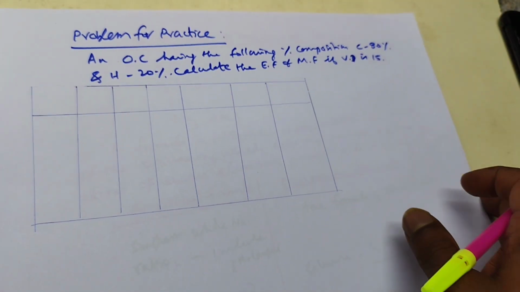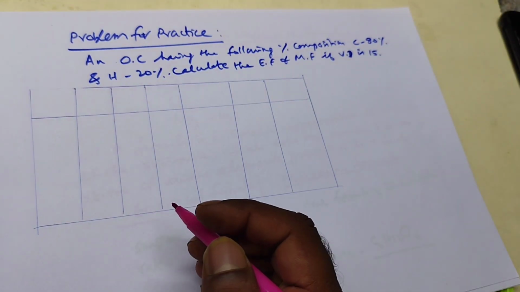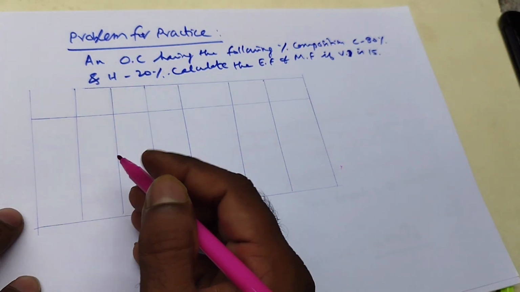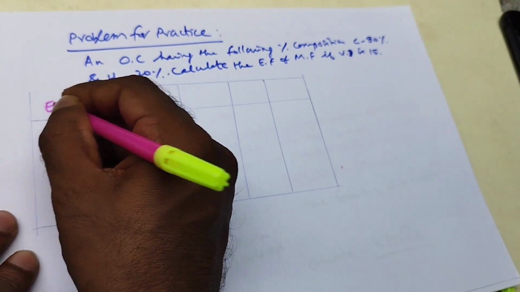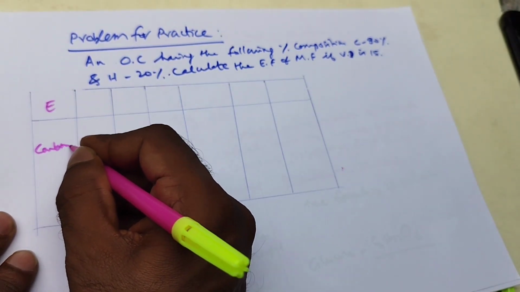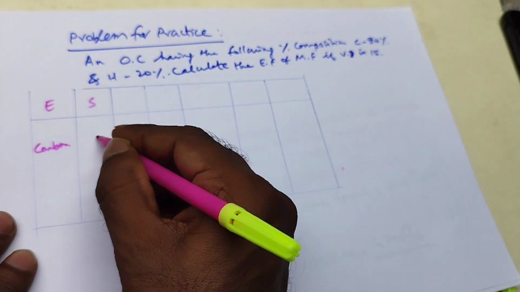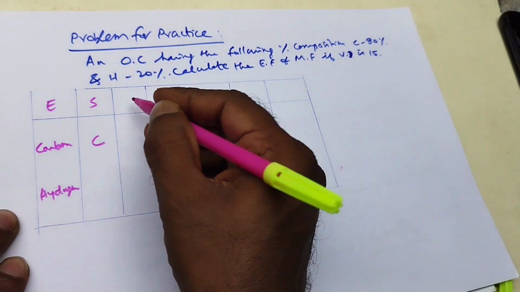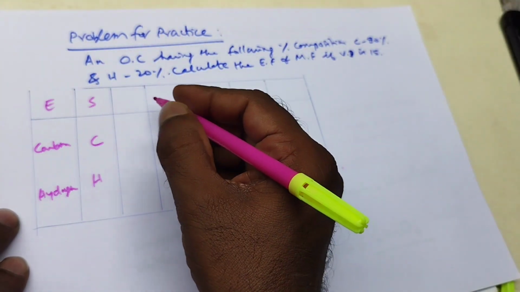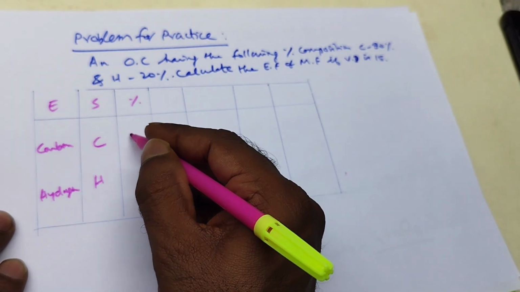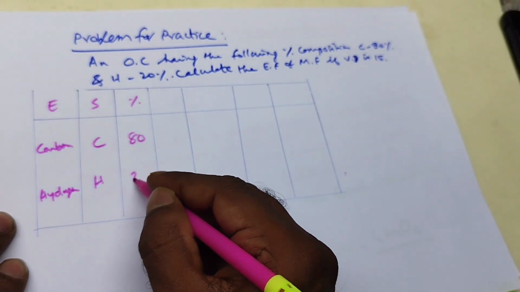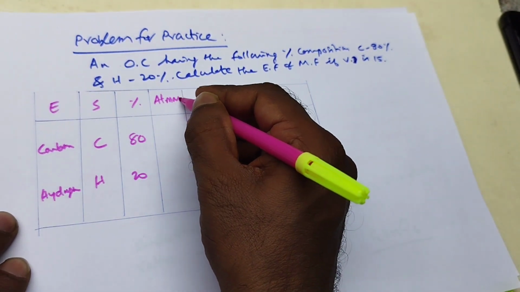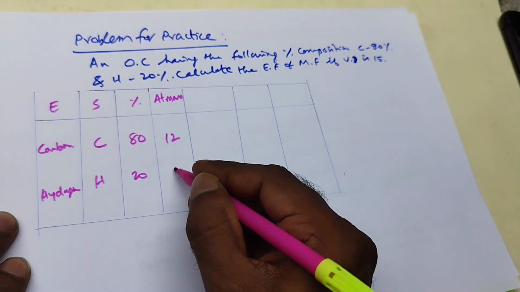The next one, we will take a problem for practice. An organic compound has the following percentage composition: carbon is 80% and hydrogen is 20%. So you have to write the elements first: carbon, its symbol is C, and the other element is hydrogen, its symbol is H. The percentage is given in the question itself: 80% and 20%. And the atomic mass: carbon is 12, hydrogen is 1.